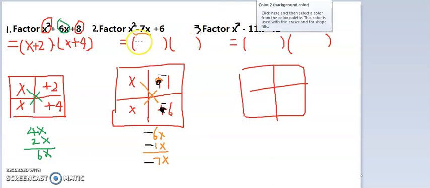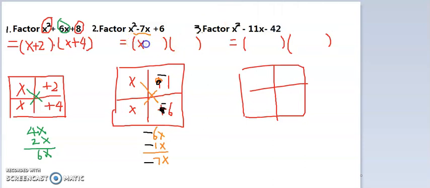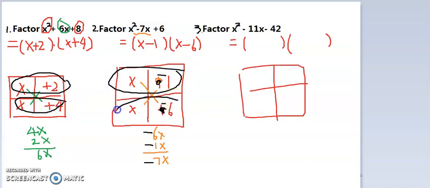So again, when we write down the answer, we have to write it down horizontally. So x minus 1 times x minus 6. Make sure when you write down the answer, you write down the first row times the second row. First row, x minus 1, times the second row, x minus 6. Now, let's work on the third example.